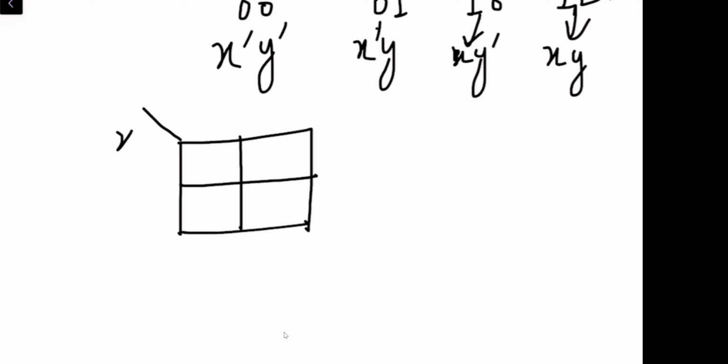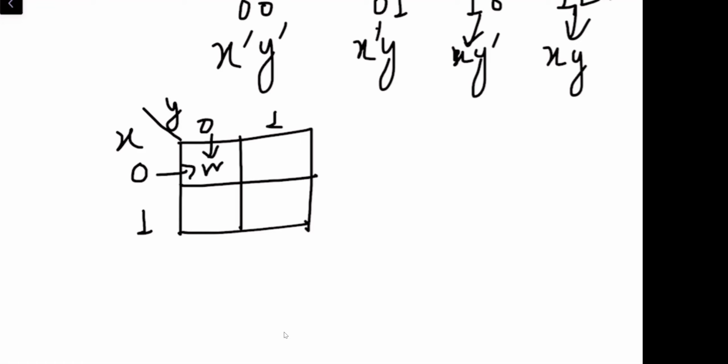If we say this is the x side and this is the y side, then in the first row, we say x is 0, and in the second row, we say x is 1. Similarly, in the first column, we say y is 0, and in the second column, we say y is 1. Are you with me? Yes, sir.